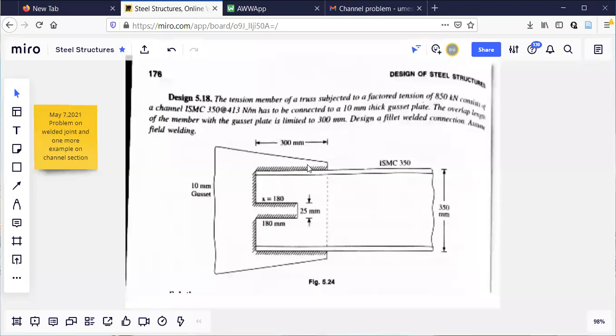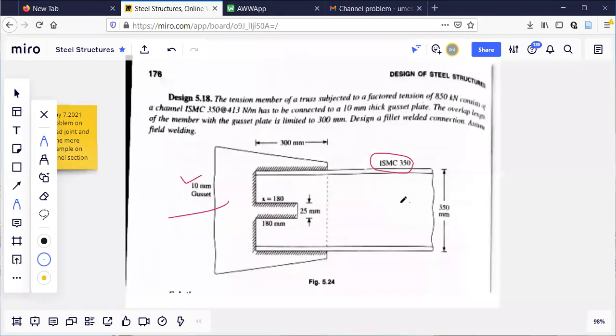So this is a final exam type problem. Carefully try to understand. If there is any doubt, you can ask. See, this is the gusset plate. The thickness of the gusset plate is 10 mm. This is ISMC 350, which means this is a channel section. Can you understand this diagram of the channel section, how it is? This is a channel actually.